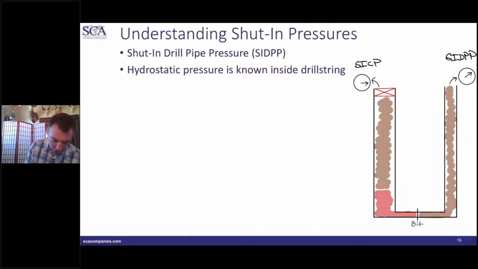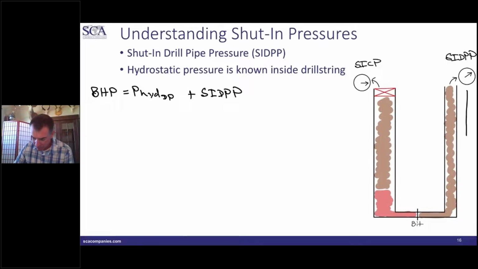So our bottom hole pressure, if we're just looking at the right side, would be equal to the hydrostatic pressure in my drill pipe, and I'll put DP, plus my shut-in drill pipe pressure, because this column of fluid on the right is a pure column of mud. So it is pretty easy from this to find our formation pressure, because at this point, like I said before, our bottom hole pressure is equal to our formation pressure.